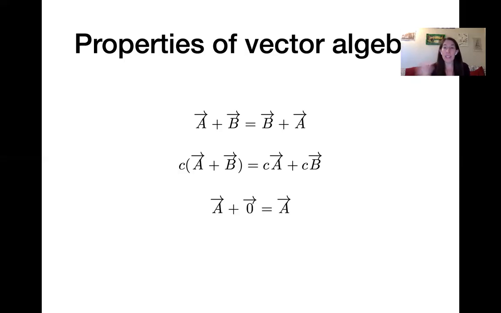If we add the 0 vector to any other vector, then it doesn't do anything, right? Which hopefully should feel intuitive to you. So if we add vector A plus the 0 vector, we just get A back. And then finally, and we already sort of saw this one, if we subtract vectors, that's exactly the same as adding the negative of the vector. And so these are the four primary properties of vector algebra.